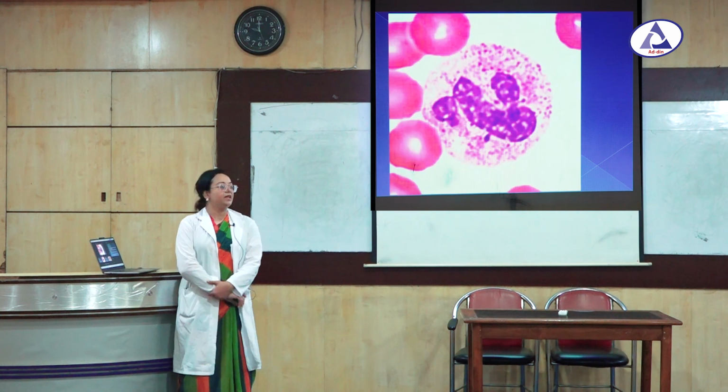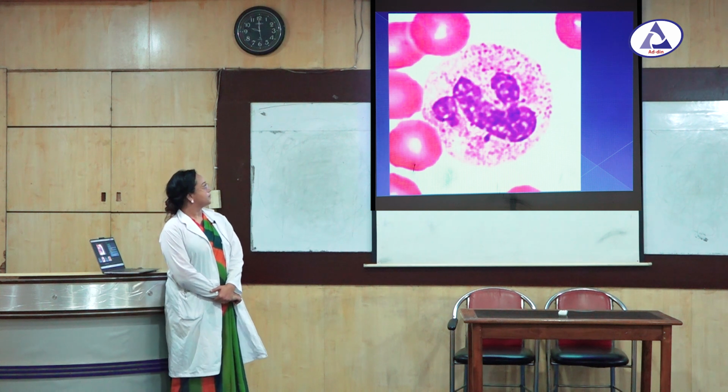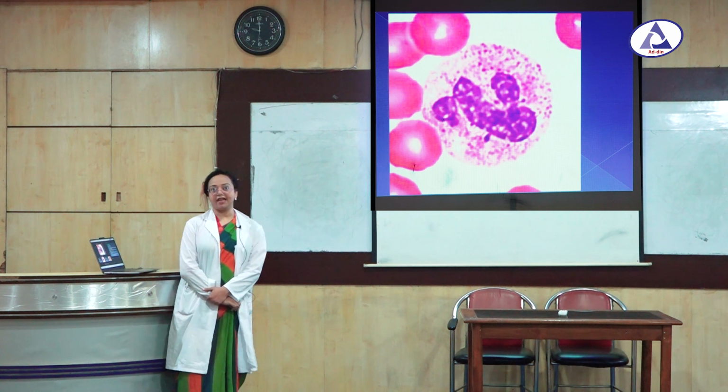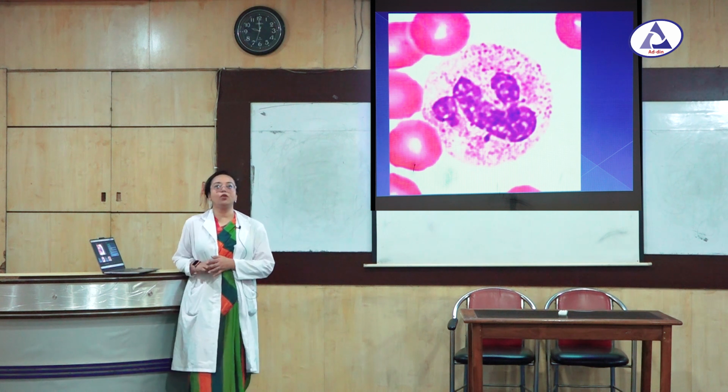So this is the picture of a neutrophil. See, they contain granules and a nucleus that has 4 or 5 lobes.